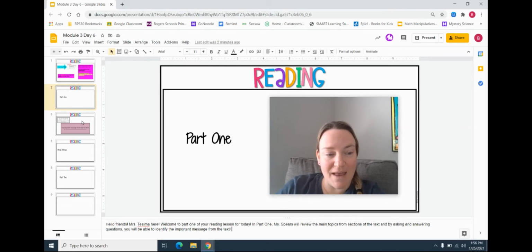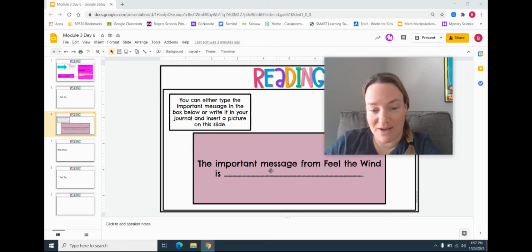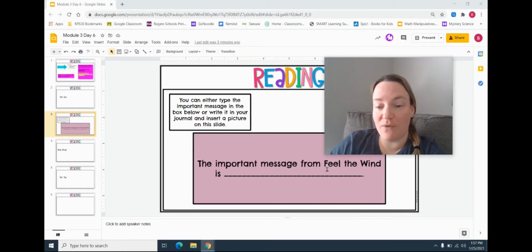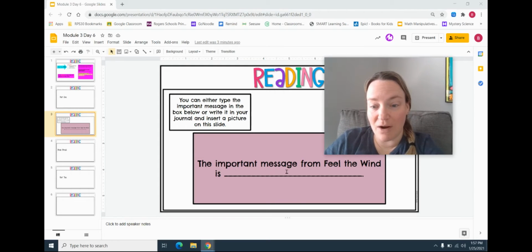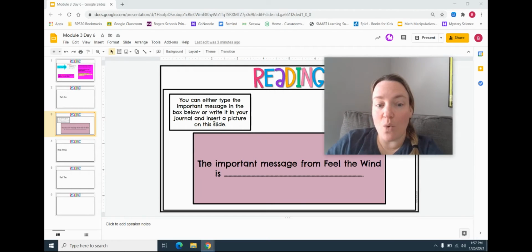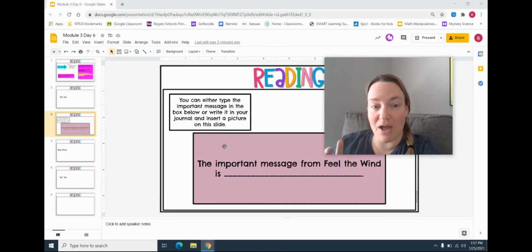If you click on the next slide, you will see you have a text box here and it says the important message from Feel the Wind is. You can either type your message here in this box, or you can write it in your journal and insert a picture of your important message on this slide, okay?